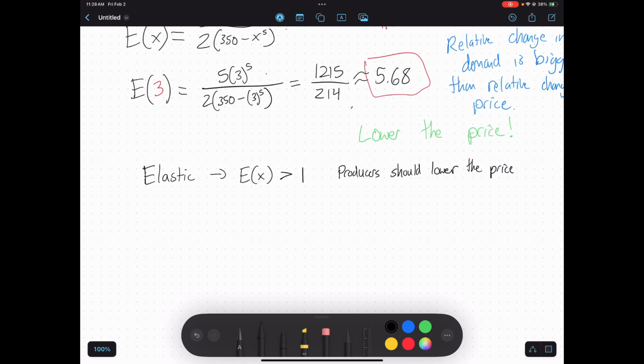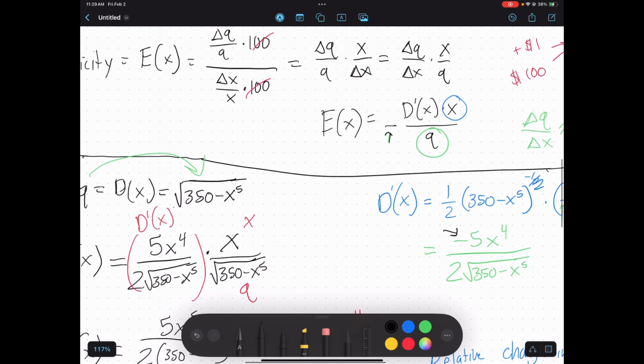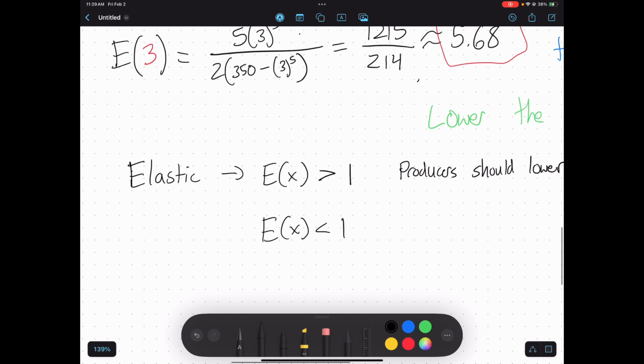Well, where does it change? Like we said, this changes if E of X is greater than 1, because that's where your relative change in demand is bigger than your relative change in price. So let's switch that. What if your elasticity is less than 1? It's always going to be positive. Remember, that's why we put the negative in front of the elasticity equation, to make sure that this ends up being positive. So what happens if your E of X is less than 1? We call this inelastic.